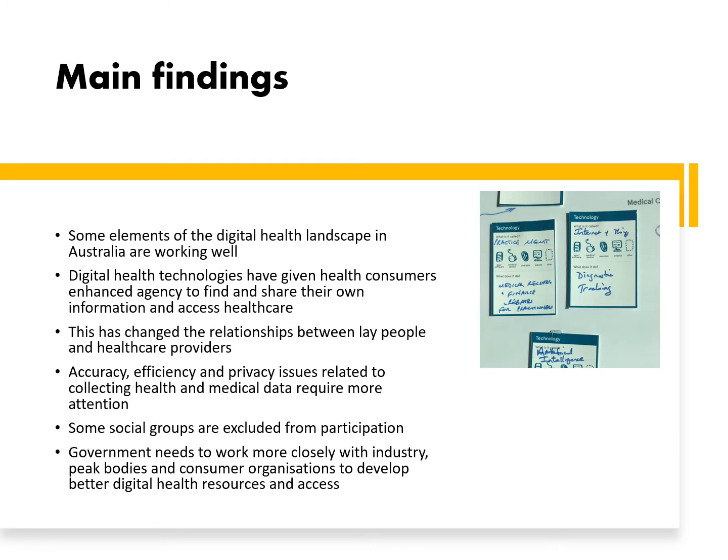The main findings. What I found when I analysed what was shown in the maps and also what the people said when they talked about their maps, it became clear that some elements of the digital health landscape in Australia are working well. There are strong connections, strong effective forces and capacities and agencies that are generated when people come together with these digital health technologies that already exist. Digital health technologies have given health consumers enhanced agency to find and share their own information and access healthcare. This has changed relationships between lay people and healthcare providers.